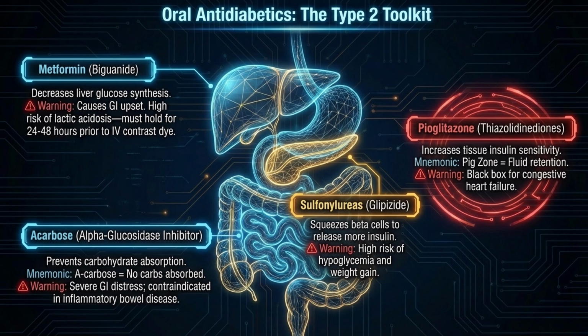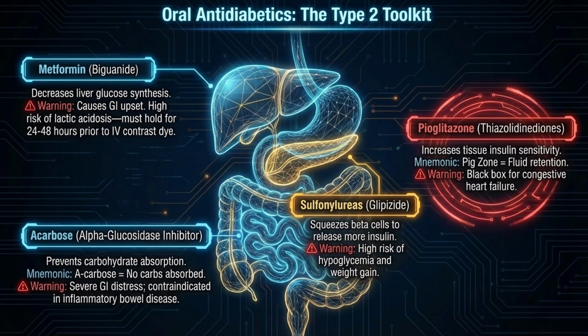And then there are alpha glucosidase inhibitors. The drug there is acarbose, so it prevents carbs from being absorbed. It can cause severe GI distress, so it's contraindicated in inflammatory bowel disease. Other drugs, sulfonylureas, one of the drugs in that class is glipizide. It causes the release of more insulin. There is a risk for weight gain and hypoglycemia with those.